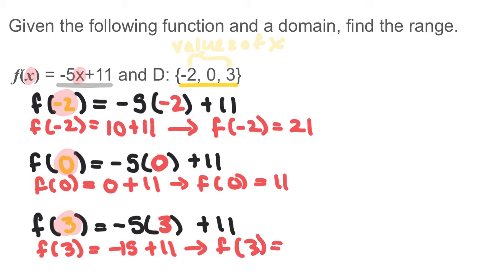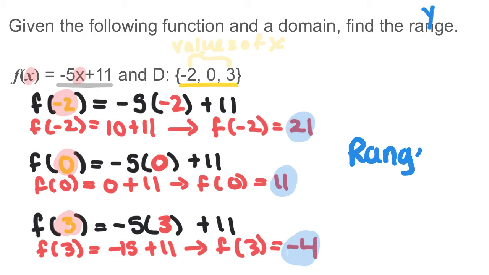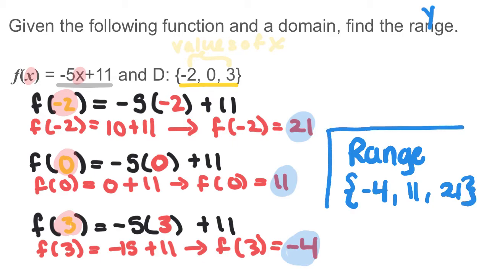Now we know that the range is all the possible y values. So the range is the outputs, and the outputs are these different values. So you'd have 21, 11, and negative 4. So our range would be these values, and I'm going to rewrite them in order from smallest to biggest. So I have negative 4, 11, and 21 as my final answer.